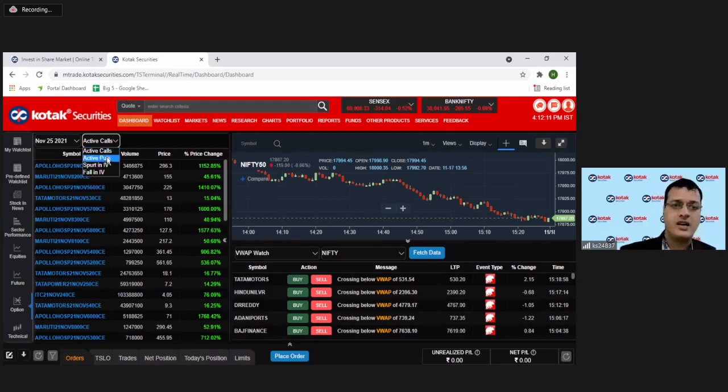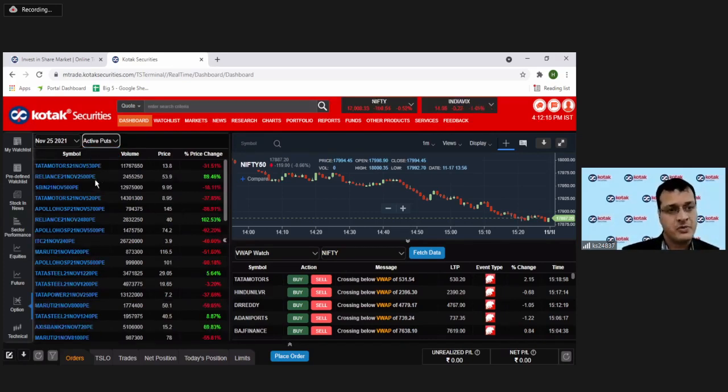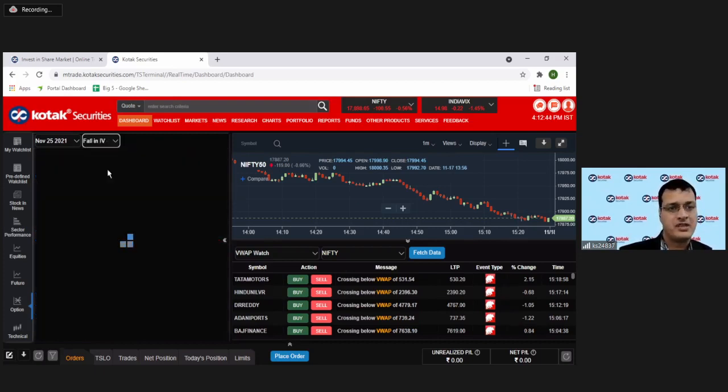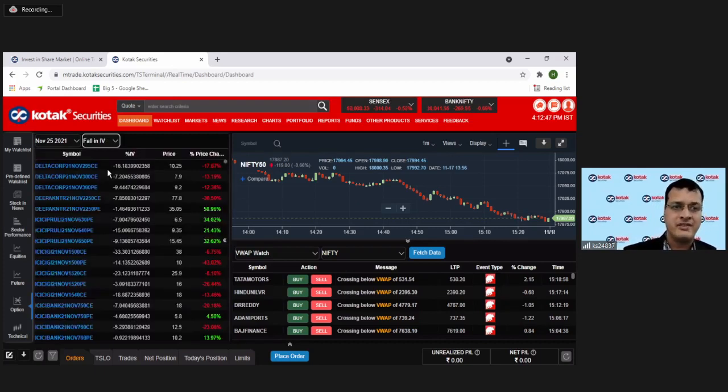Because the markets were down, you may want to see which were the active puts. So the 530 put was the most active, followed by Reliance, SBI, and so on. So this is how you can decide on yourself. You don't need any technical or fundamental analysis. You just go to this tab and see which were the active puts or calls, or the spurt in IV. IV is nothing but implied volatility. In case you want to see which stocks saw a fall in IV, these are the stocks which had a fall in IV.